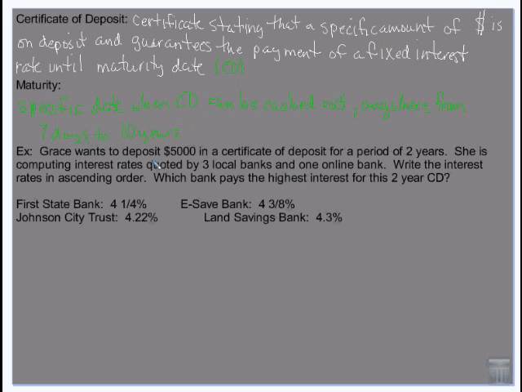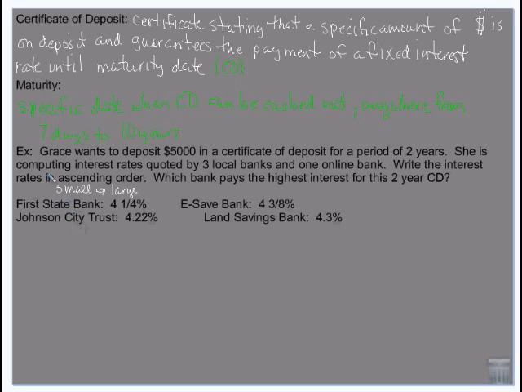So we want to deposit $5,000 in a CD for 2 years, and she's looking at interest rates by 4 local banks, not 3. Apparently I didn't count. 3 local banks and 1 online bank. Okay, sorry, I did count. So I'm going to write the interest rates in ascending order. Ascending means small to large, and descending would be large to small.